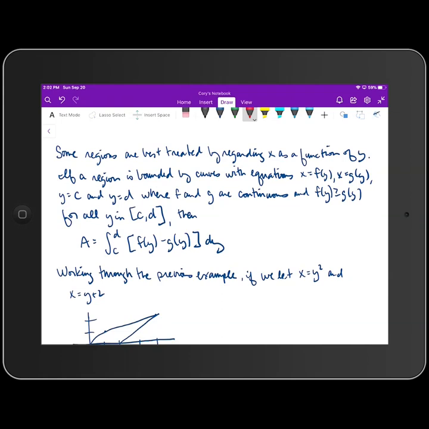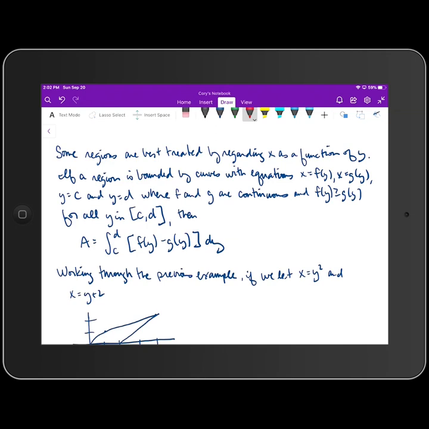And it says if a region is bounded by curves with equations x is equal to f of y, x is equal to g of y, y is equal to c, and y is equal to d, where f and g are continuous, and f of y is greater than or equal to g of y for all y in the closed interval from c to d, then we can compute area with respect to y as well.